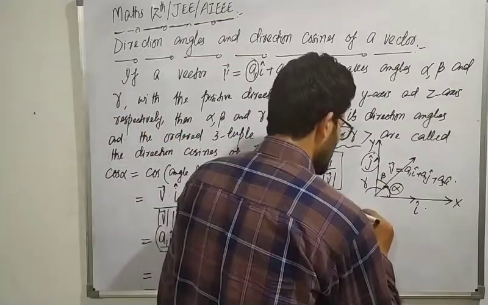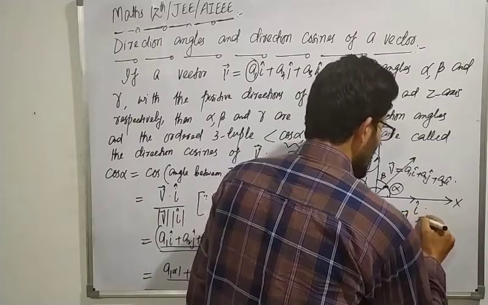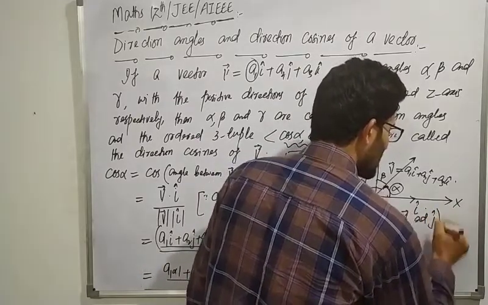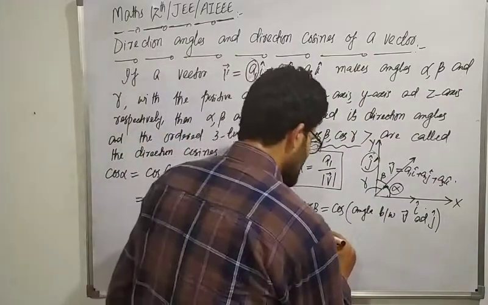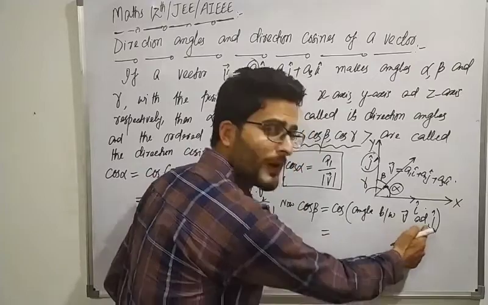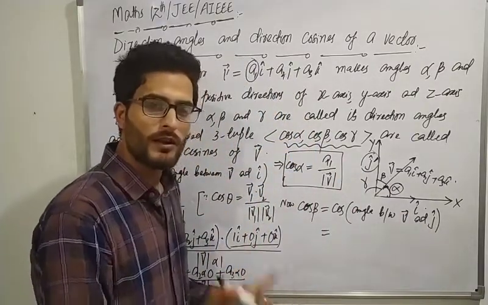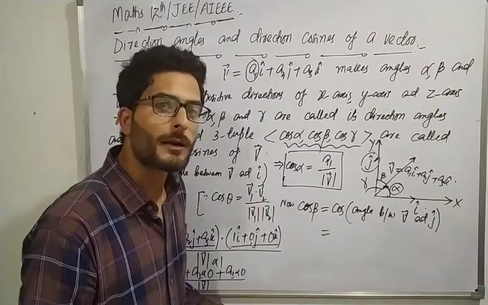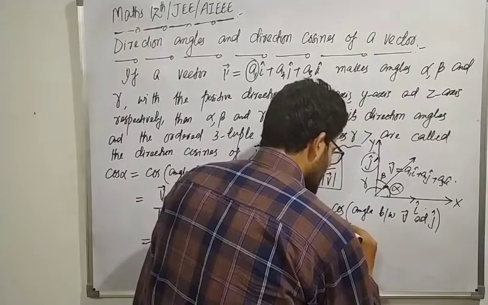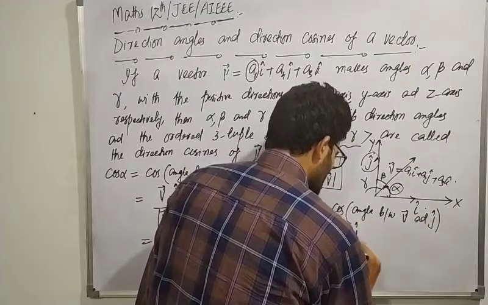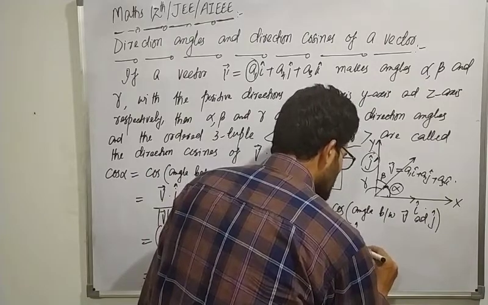शाबाश. Angle between vector v and J cap. That's equal to cosine of angle between two vectors. By the previous topic, cosine of angle between two vectors is equal to their dot product divided by product of their magnitudes. So vector v dot j cap divided by magnitude of vector v into magnitude of j.